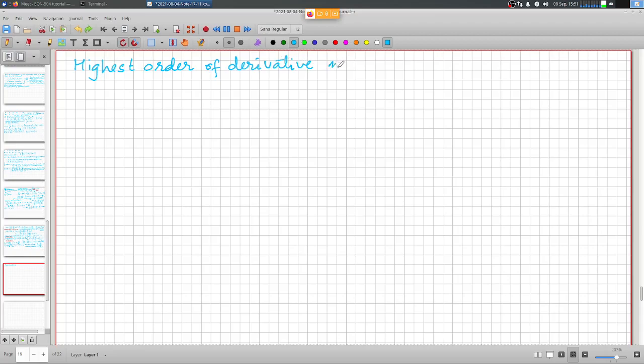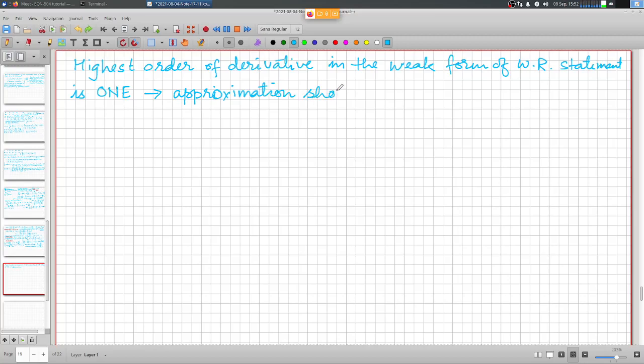Highest order of derivative in the weak form of weighted residual statement is 1, and that means the approximation should have at least first order derivative non-vanishing.